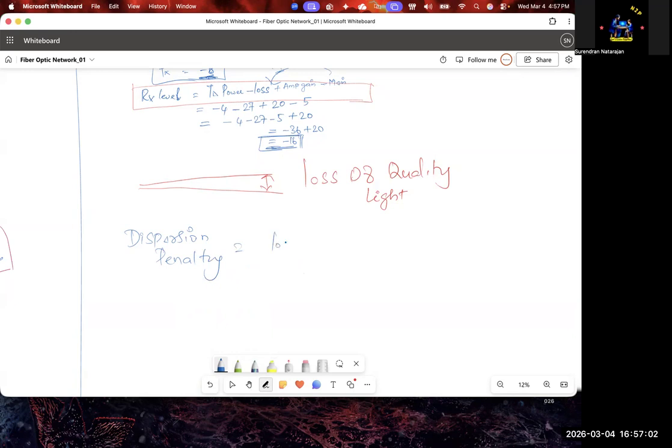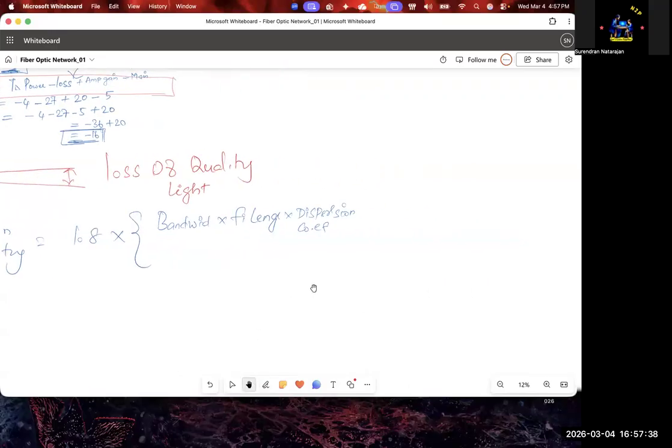Okay. So the formula is 1.8 into B, the bandwidth, into L, the fiber length, into the dispersion coefficient, into the laser spectral width, squared, divided by 10 power 6. The result is in dBm.